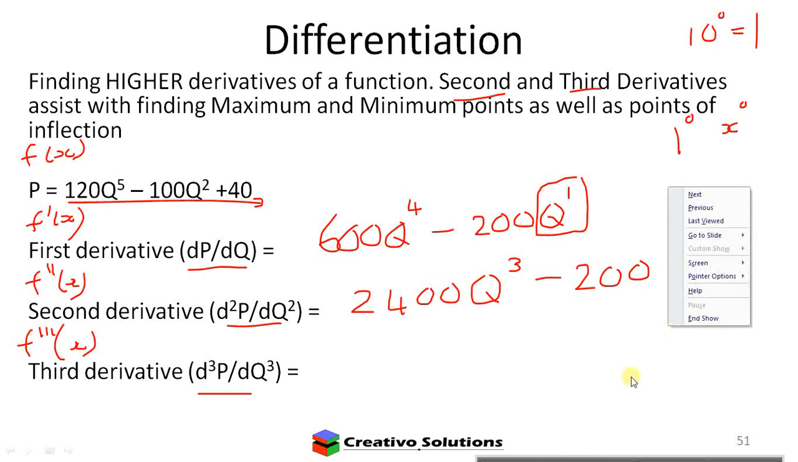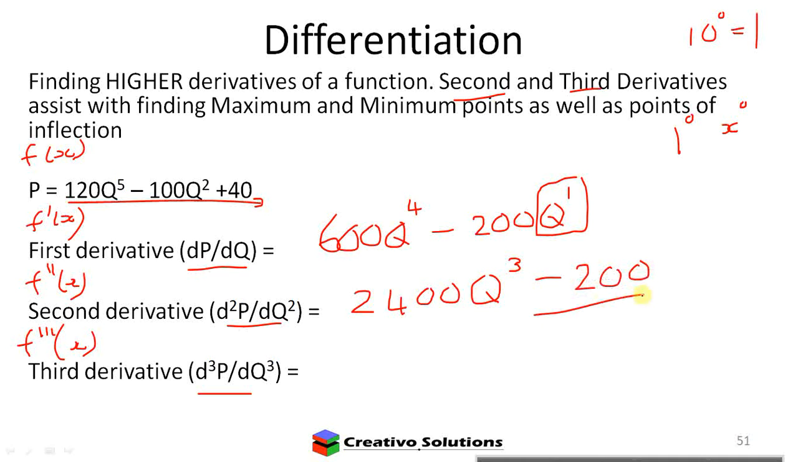All you do is write that down, because it's 1. So it'll be minus 200. There's the derivative. Can I get a third derivative? Yes, I can. What's 3 times 2,400? 7,200.